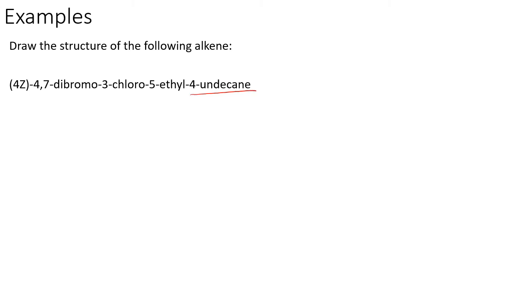We got 4 undecane. That should say undecene, E-N-E. So change that in your notes. So undecene is going to have 11 carbons. So 1, 2, 3, 4, 5, 6, 7, 8, 9, 10, 11. And then at position 4, in between 4 and 5, that's where our double bond is. We're going to throw our substituents on there.